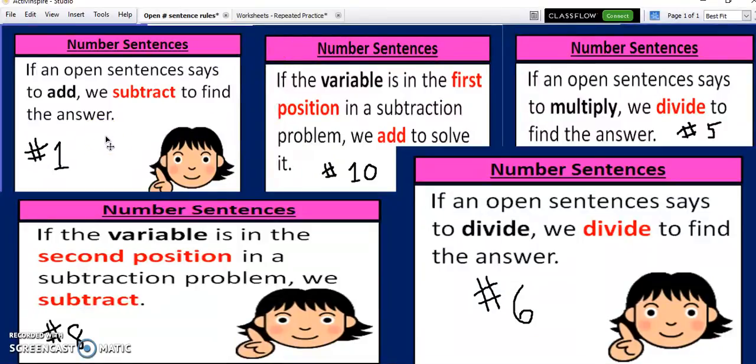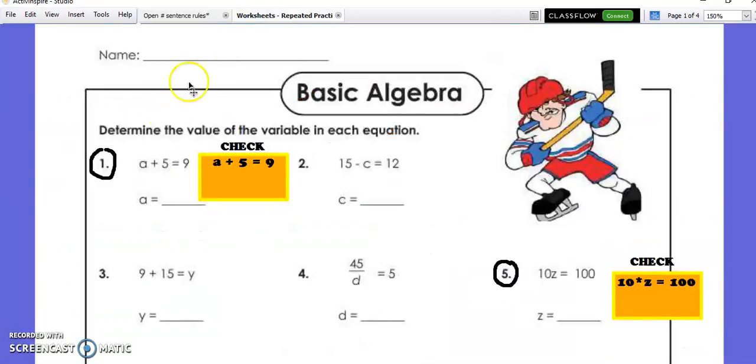Number 1 is an open number sentence that tells us to add. In other words, it's an open number sentence because the variable a is actually on this side of the equation, not on the opposite side of the equal sign. So we are given the equation, the answer to the addition problem, and it's an open number sentence because we are looking for the answer to a.